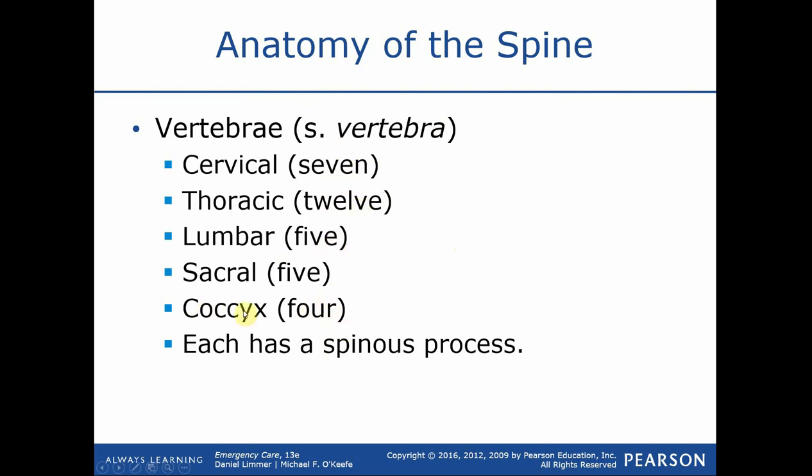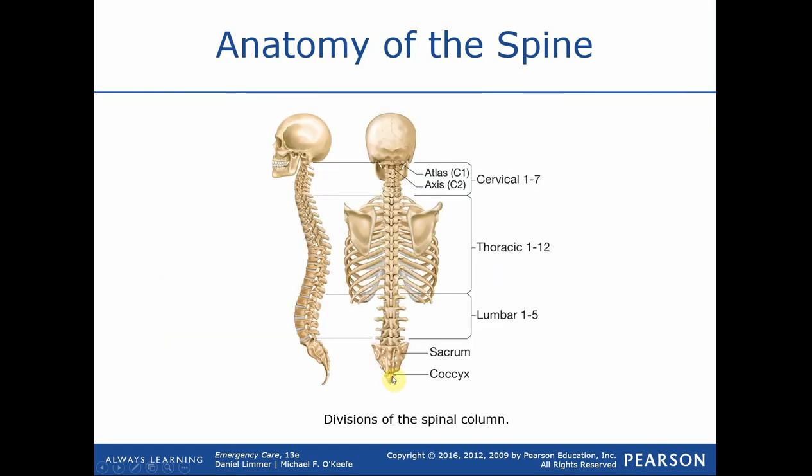The coccyx is our tailbone, and these are actually all fused together here. So it's one large area of bone, but it does technically represent 4 different vertebrae itself. So you'll see here the coccyx all fused together here, whereas our cervical, thoracic, and lumbar vertebrae all work independently of each other.